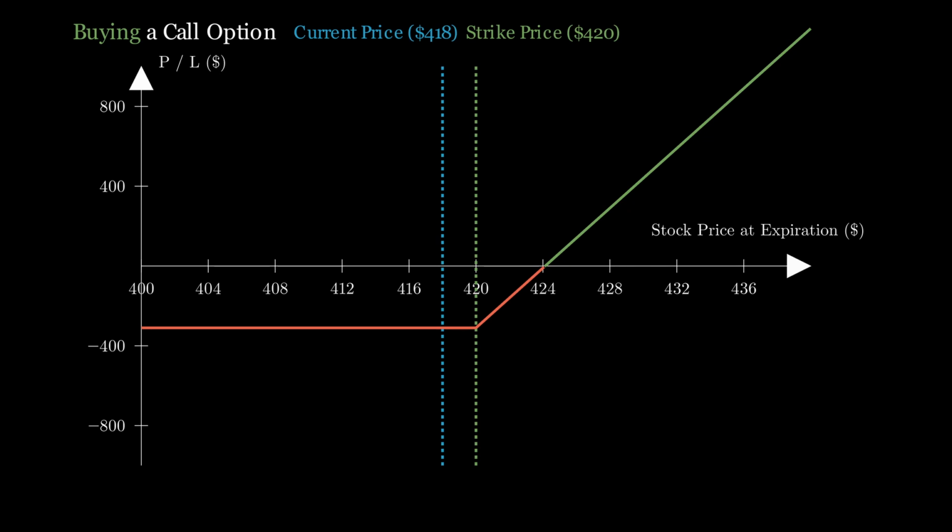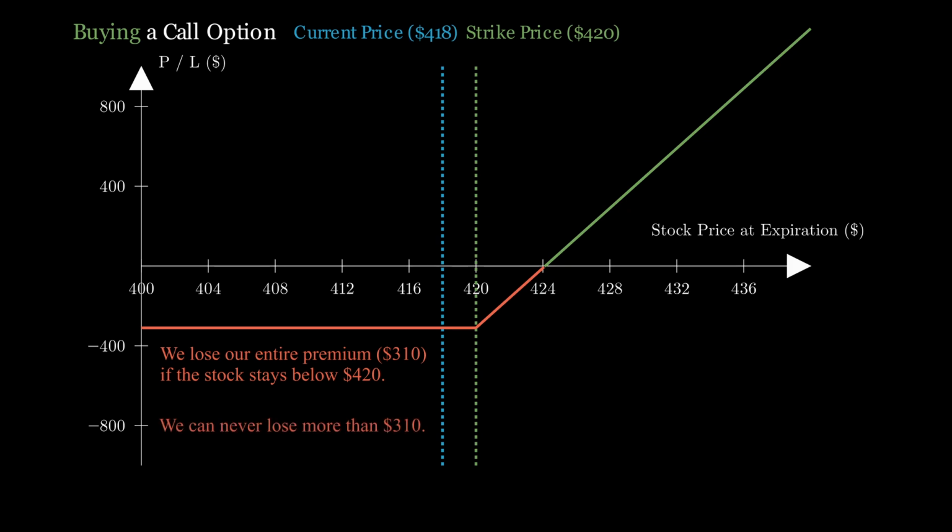If Microsoft ends up staying below $420, we lose our entire premium, which is $310. No matter how low Microsoft goes, we cannot lose more than this amount. Our downside risk is capped at 100% of our initial investment.